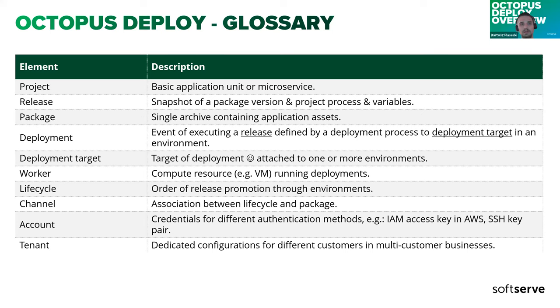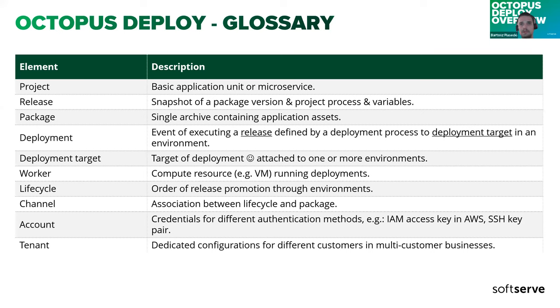And this particular snapshot thing is a really nice feature that enables quickly rolling back to your previous deployment. When it comes to a package, it's a single archive containing application assets. So your application code, maybe some dependencies, some files that you would like to parse or process. Next thing, we have a deployment, and it's the event of executing a release, and we know what a release is by now.